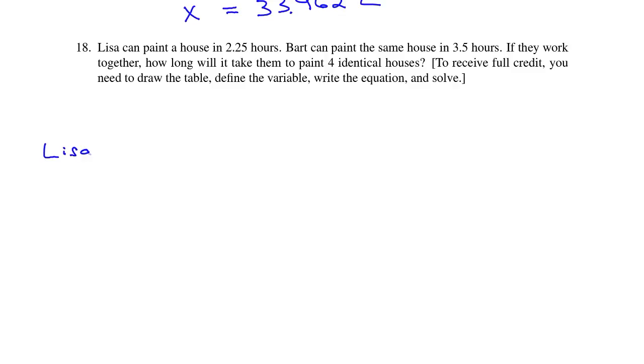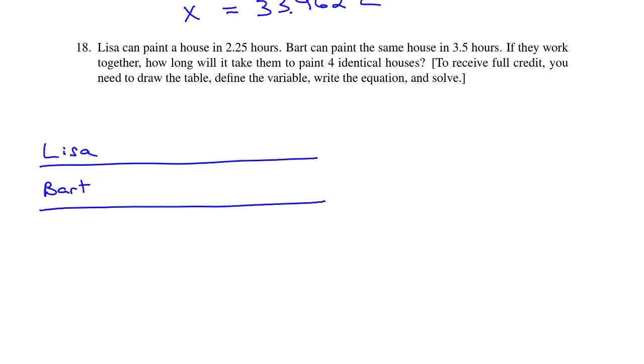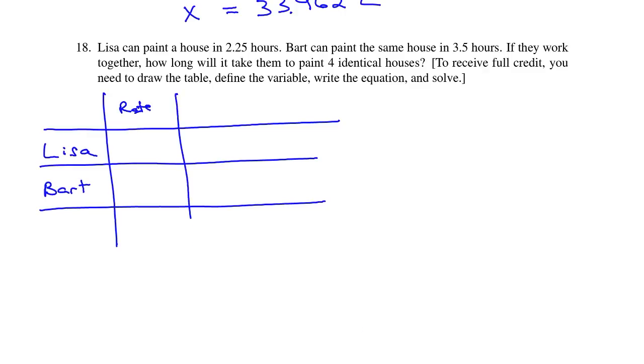So we have Lisa, Bart, and here we're going to have the rate at which each of them paints the house, the amount of time they're going to spend painting the house, and then the houses that they can paint in that time. So if Lisa can paint a house in 2.25 hours, that means her rate is 1 house per 2.25 hours. Same thing for Bart. His is 1 house per 3.5 hours.